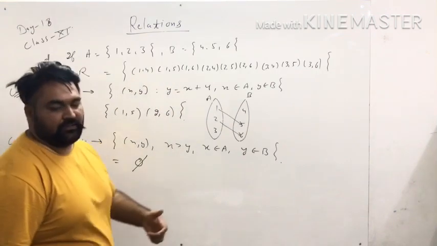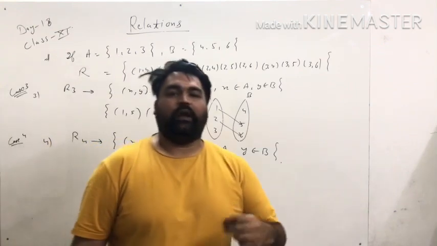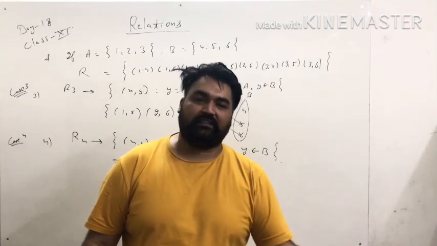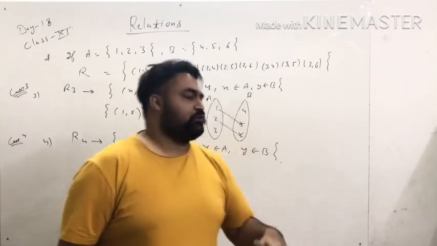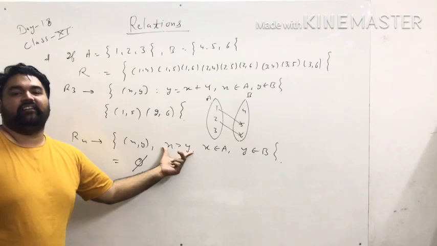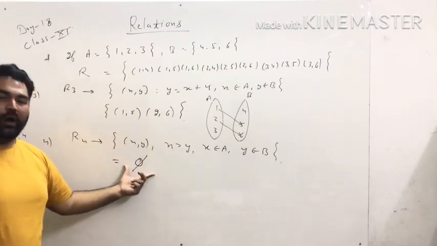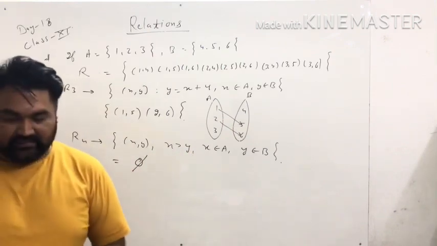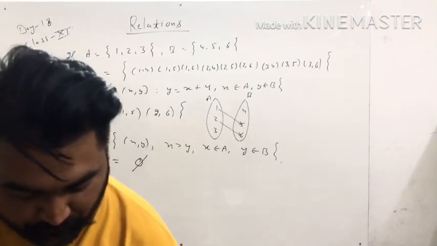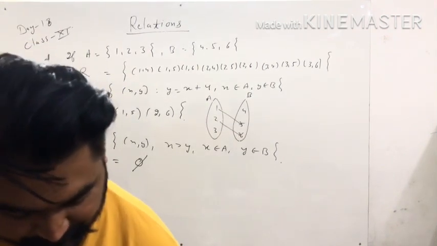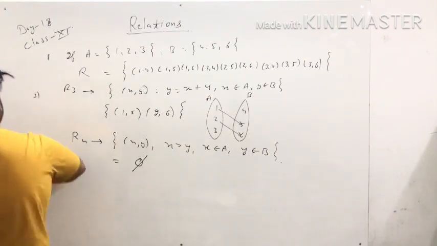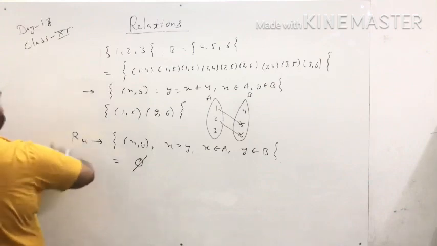So we just discussed the 4 cases. The first case when y is greater than x. Second case when y equals x plus 3. The third case y equals x plus 4. The fourth condition x greater than y, which gives the empty set. So these are the examples related to relations. Now we shift to another example.